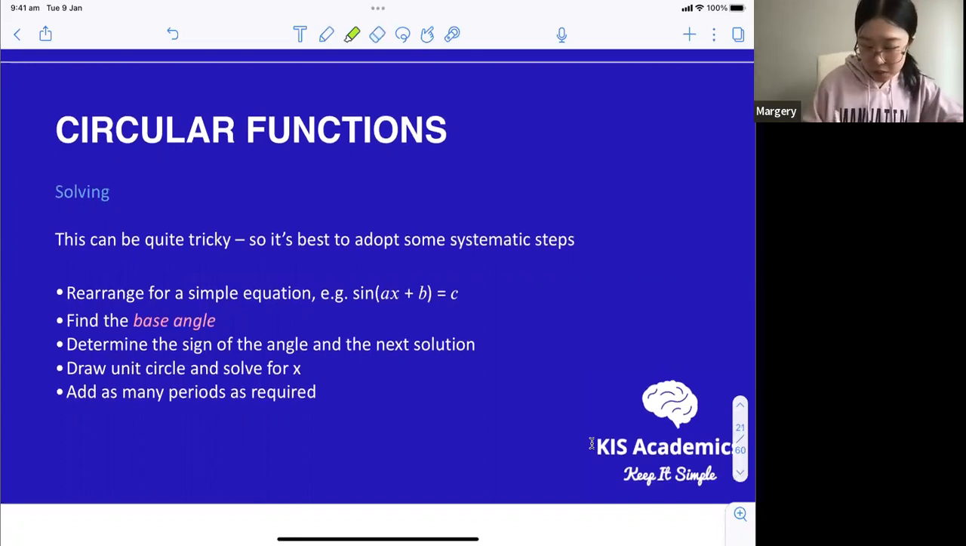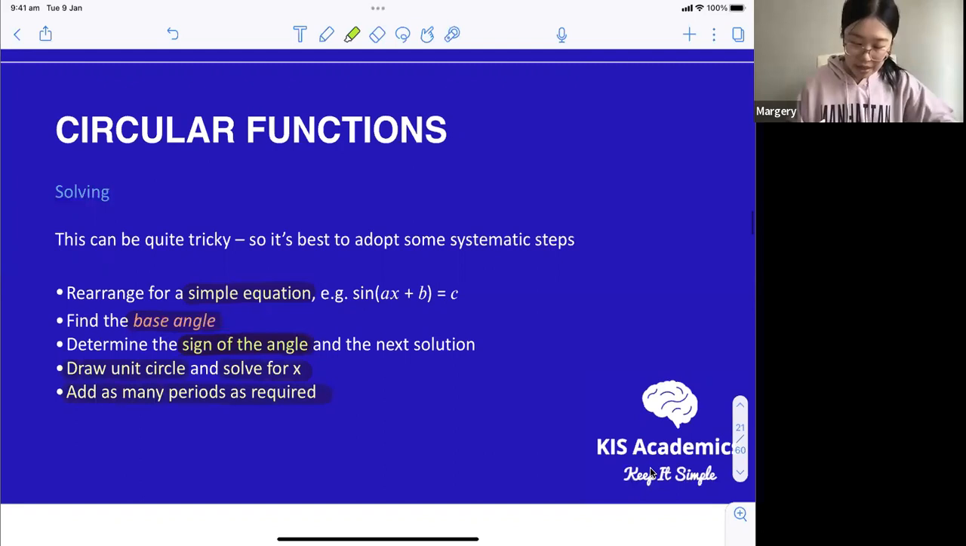The first thing we do is we rearrange for a simple equation. What that means is we ensure that the function that we have on the left-hand side doesn't have any coefficients or any numbers in front of it. And if it does, then we need to divide through and do a bit of calculation and rearranging. The next thing we do is we find our base angle using our exact values. And then we look at the sign of our angle. This would be given in the question in terms of whether we have positive or negative. We then draw the unit circle and solve for our angles. After that, we add on as many periods as required based on the domain that we're given.